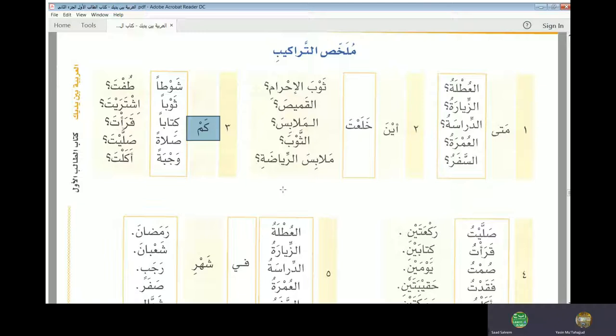Ishtarayta, how many? Did you buy? That's did you buy? Okay, let me write that down. Okay, how many thobes did you buy? Kam kitab qarata? How many books did you read? Kam salatan salayta? How many prayers did you pray?